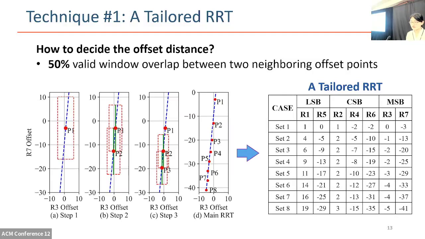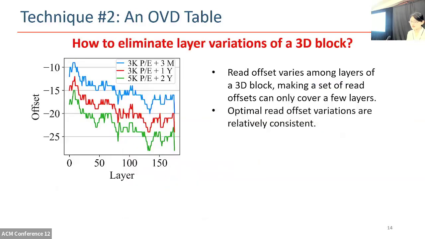So we have considered the retention time and the P cycles, as well as the page type. But there is another question: how to eliminate the layer variations. The read offset of each layer in a 3D block is very different, so a set of read offsets can only cover a few layers.